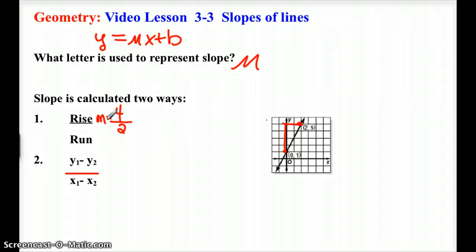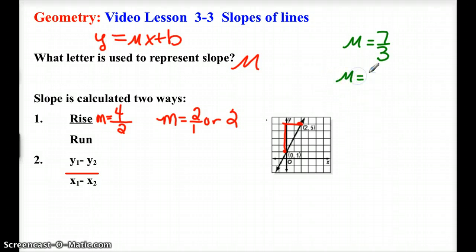Now make sure that you're reducing that if you can. The slope then is 2 over 1 or 2. Now if you get an improper fraction, keep it that way. So if you get an answer of m equals 7/3, leave it like that. Don't change it to m equals 2 1/3. That's incorrect. We keep slope in improper fraction form.